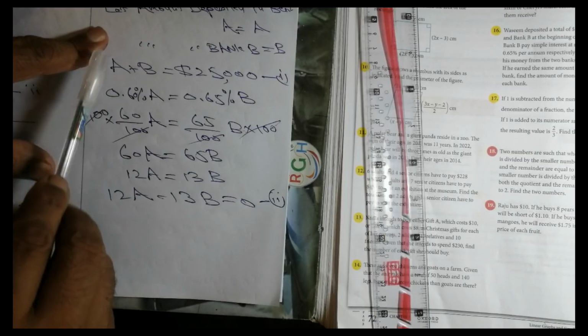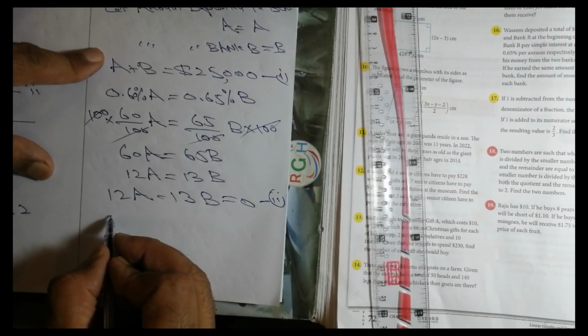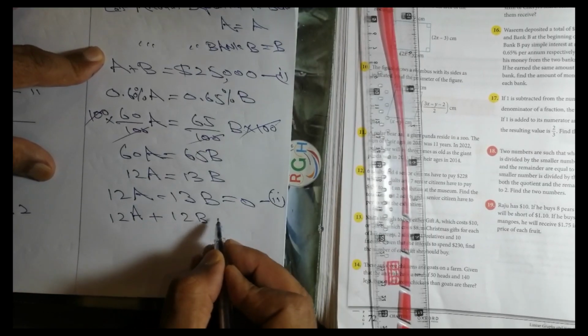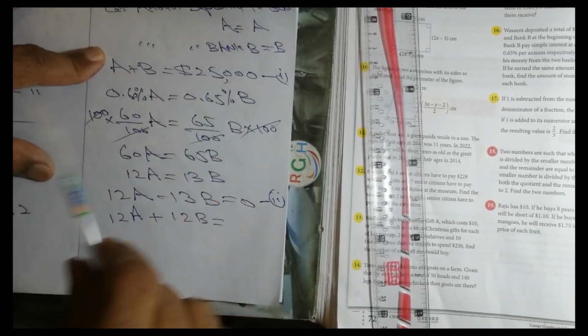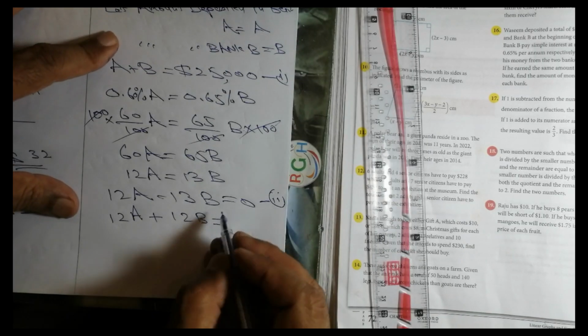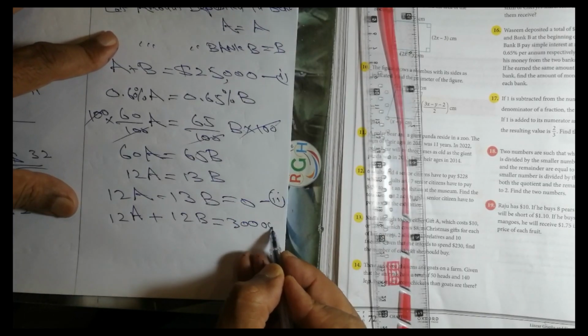So now we multiply equation 1 by 12 and solve with equation number 2. So multiply equation 1 by 12: 12A plus 12B is equal to 25,000 into 12, which is 300,000.